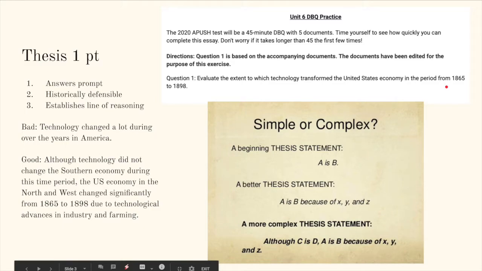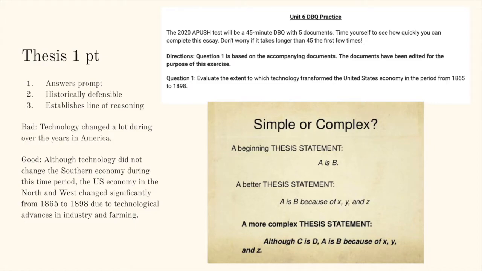Now, your first point is rewarded for your thesis. Obviously, your thesis should answer the prompt. It should be historically defensible, so you should be making some kind of argument. And it should establish a line of reasoning. So when the reader reads your thesis, they should say, okay, I know exactly what their paragraphs are going to be on because it's laying out that line of reasoning and what you are going to talk about and how you're going to prove your point.